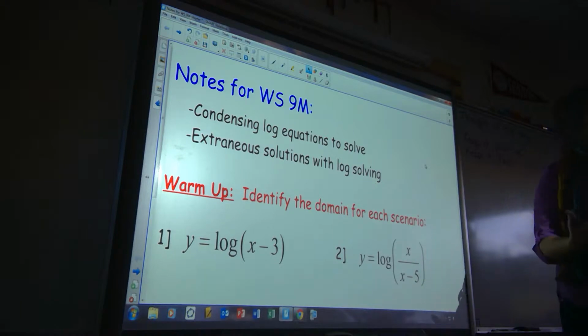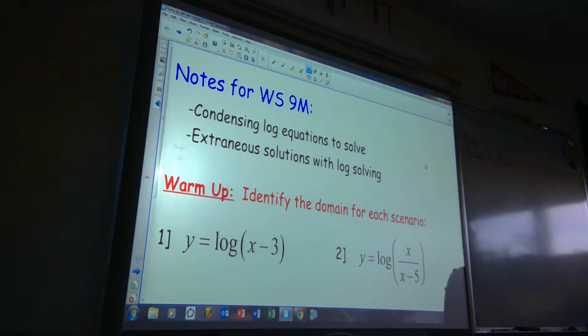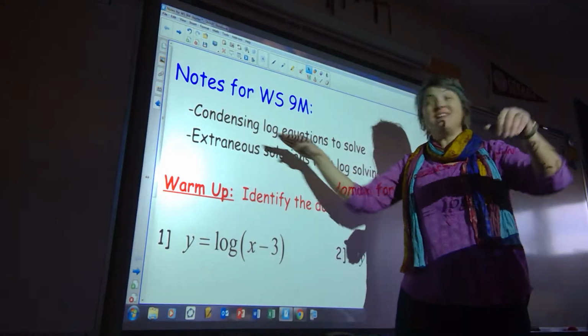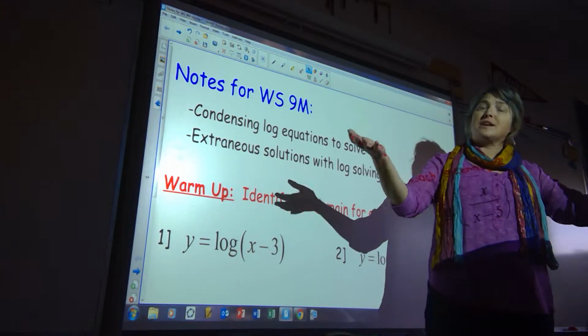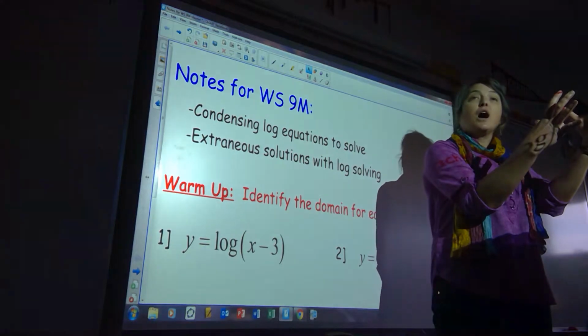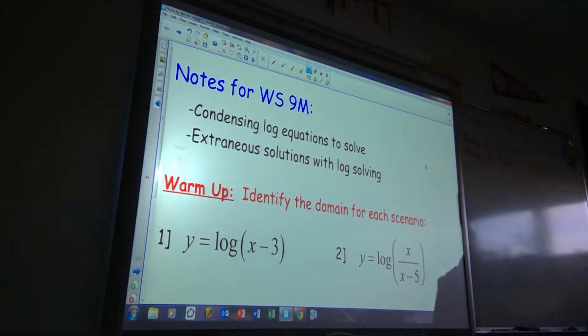What we're going to see today is that there may be more than one log in the equation, and you actually have to use the condensing properties that we just quizzed on today. You actually have to use those condensing properties to sort of smoosh all your logs into one log so that you can then solve it easier. So you kind of start to see the relevance of these properties today.